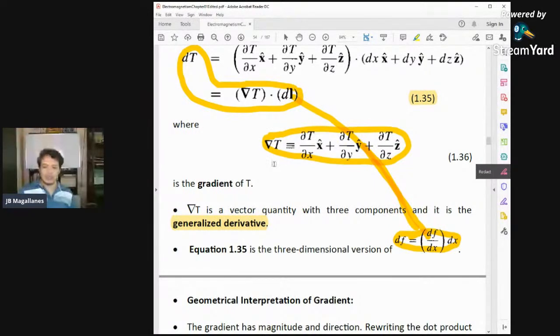The three-dimensional version of the derivative is represented by the gradient. This is the derivative of f with respect to x, but f here is a single variable, whereas here your t is a multivariable function. And then your dl is not simple, it's now with direction. And you use the dot product instead. Here you are just multiplying. Here you are dotting. And that product is different from just multiplying.